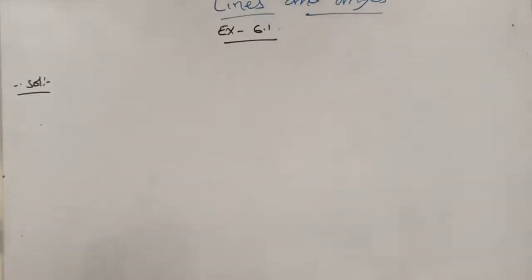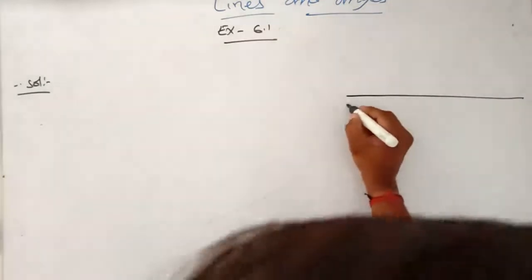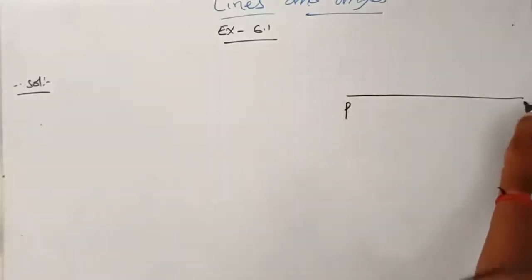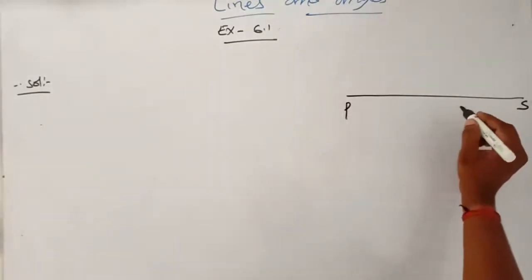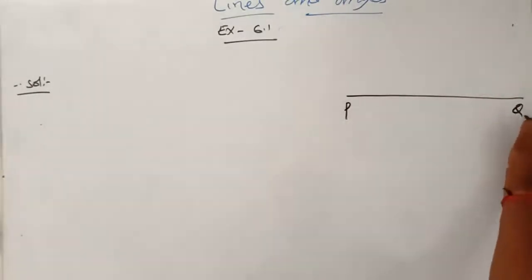Children, the next question is: in the figure, POQ is a line, ray OR is perpendicular to line PQ, and OS is another ray lying between rays OP and OR. Then I have to prove that angle ROS is equal to half of angle QOS minus angle POS. So here the figure is given like this. PQ is a straight line.